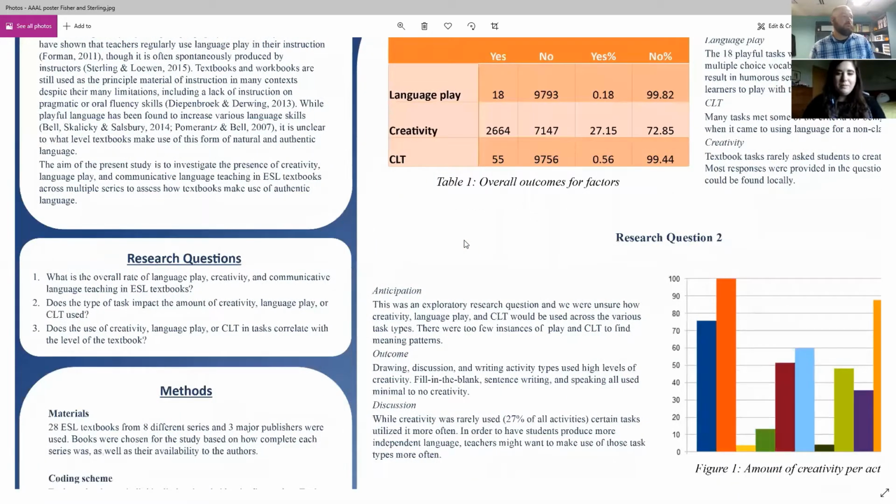I'll just read them verbatim here for everybody in case you can't see. The first is, what is the overall rate of language play, creativity, and communicative language teaching in ESL textbooks? Number 2, does the type of task impact the amount of creativity, language play, and or CLT used? And then finally, does the use of creativity, language play, or CLT in tasks correlate with the level of the textbook itself? I'll let Kaylee go over the methodology with you.